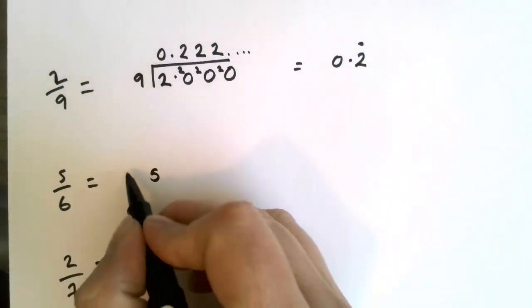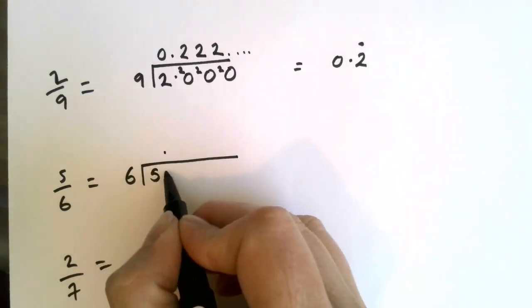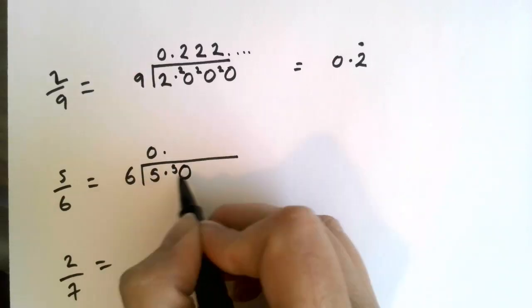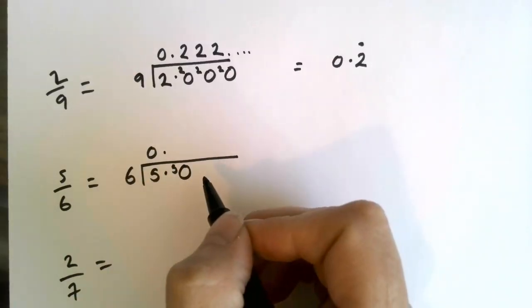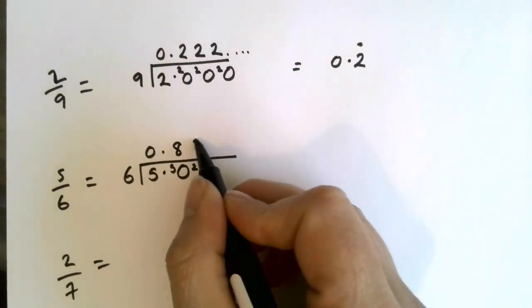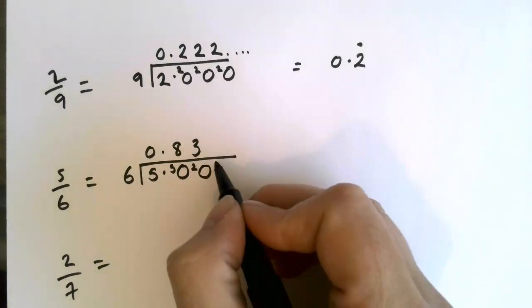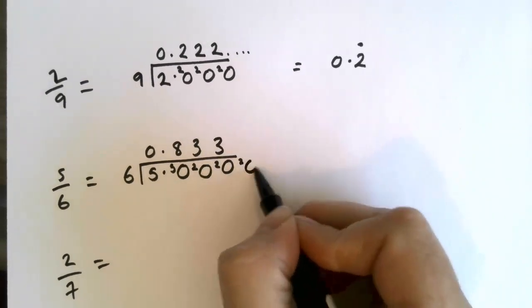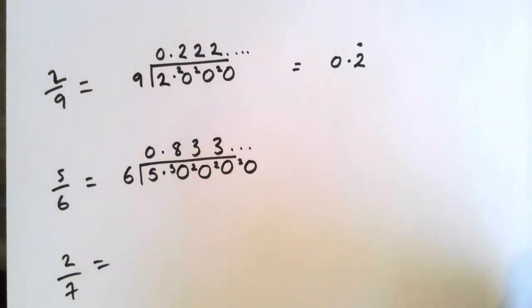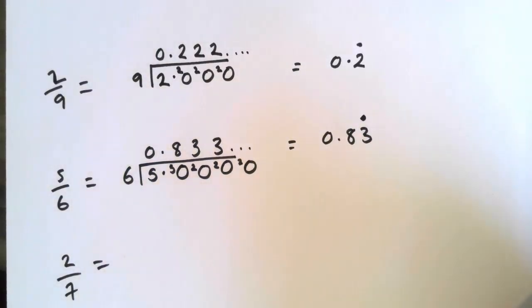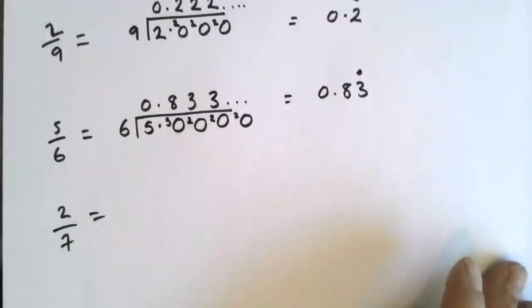5/6 means 5 divided by 6, so 6 into 5 does not go, remainder 5. 6 into 50 goes 8 times, remainder 2. 6 into 20 goes 3 times, remainder 2. We're going to end up with the same thing happening again. So this one I would write as 0.83 with a dot just above the 3, because it's just the 3 that is repeating. Okay, last one.